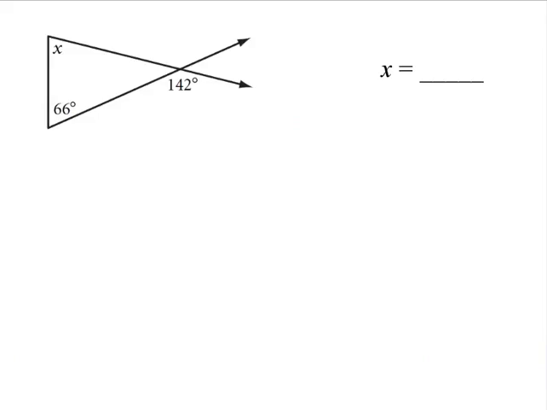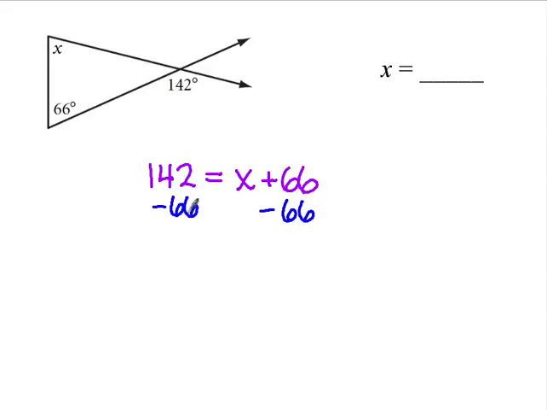All right, so let's look at an example here. We need to find what x is. So let's think about that. I know that 142 has to equal what? x plus 66, that's right. So how do I solve that? Yep, subtract 66 from both sides. And so what does x equal? 76.